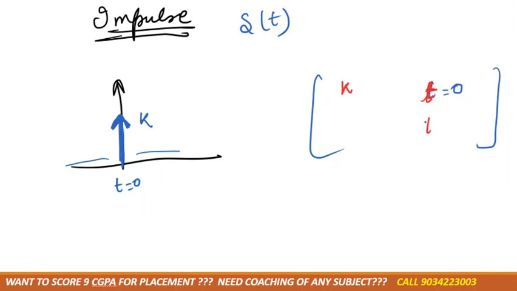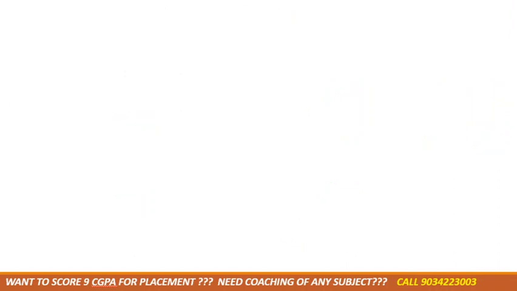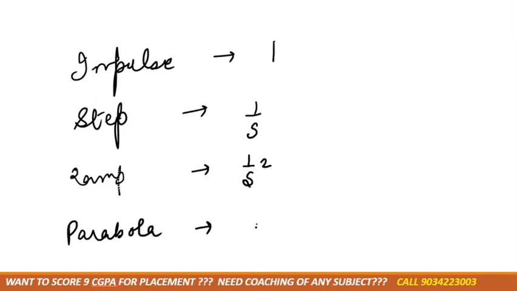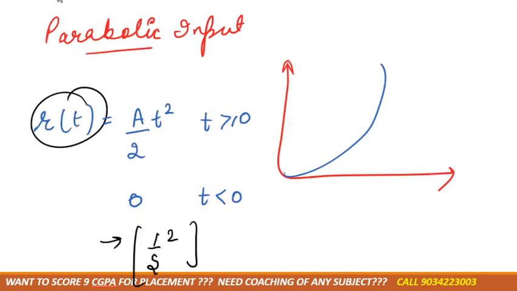Yeah, okay. And if t is not equal to 0, the output is 0, and its Laplace is 1. The basic form of the table will have: impulse, then its Laplace is 1; step, then its Laplace is 1/s; ramp, then its Laplace is 1/s²; parabola, then its Laplace is 1/s³.